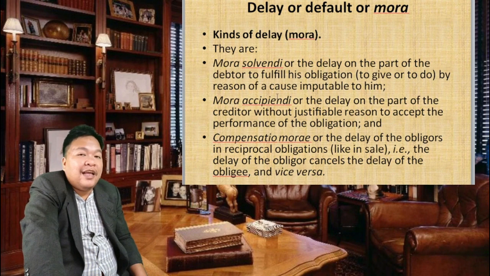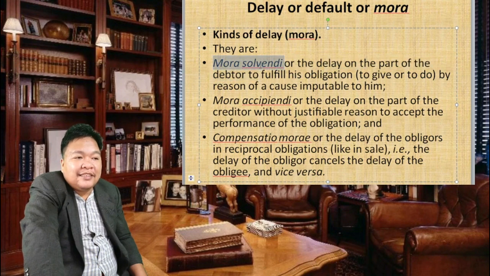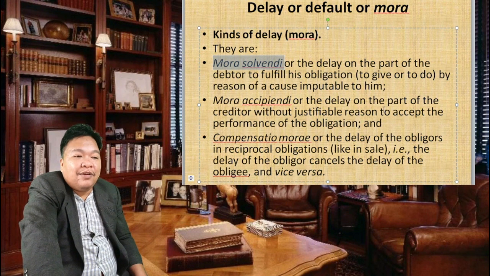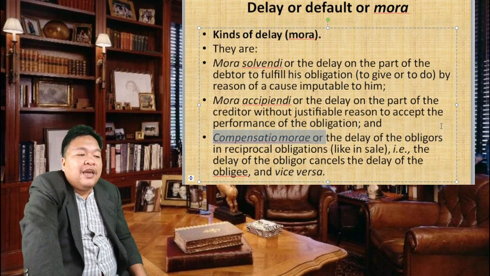So, ulitin natin na, mora solvendi is the delay on the part of the debtor. Mora accipiendi is the delay on the part of the creditor. And compensatio morae is the delay of the obligors in reciprocal obligation. Okay? Next, we will discuss fortuitous events.